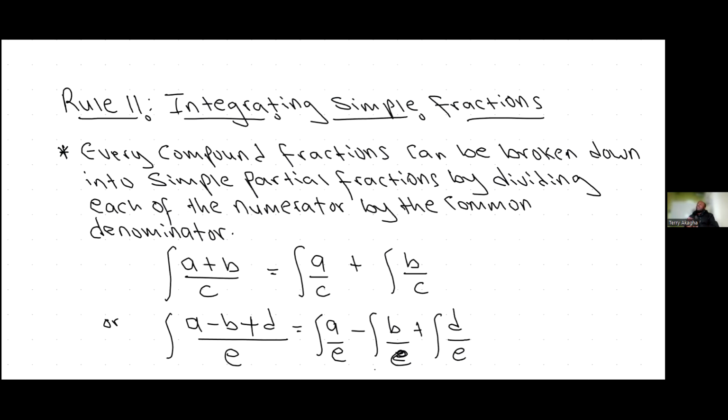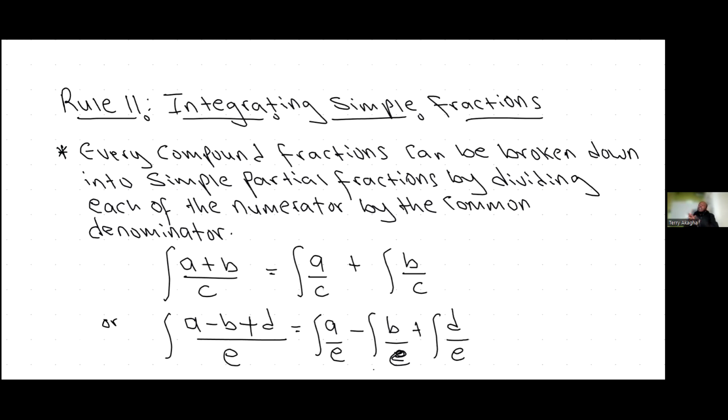So when you have a compound fraction, you can break it down into simpler fractions. Then after you've broken it down into the simpler partial fractions, you can now start to integrate. Let me write down the steps here when you're doing this. So here as well, you have 3 steps. The first thing you do is break down the fractions into simple partial fractions by dividing each of the numerators by the denominator.